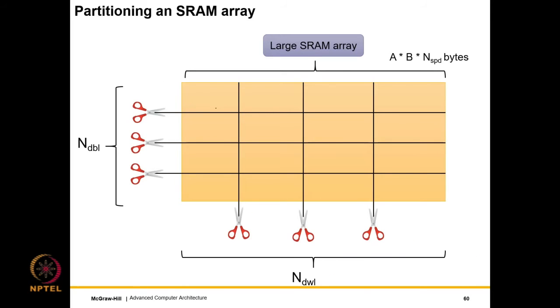So just to tell you, when the bit lines are being snapped, we just snap. So in this case, NDBL is equal to 4 because as you can see, we make 4 partitions. All right. And each of these rows, it contains NSPD times A times B bytes. NDWL is where we do snap on the word lines. So here again we create 4 partitions, 1, 2, 3 and 4. So then we create 4 partitions and we make 16 subarrays.